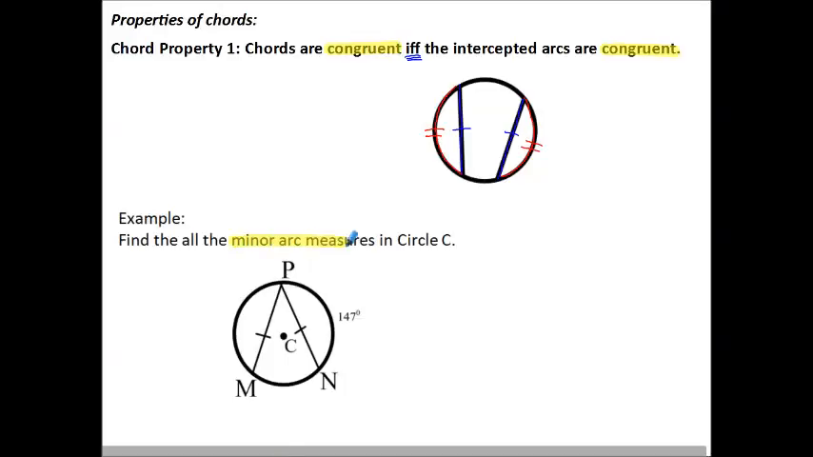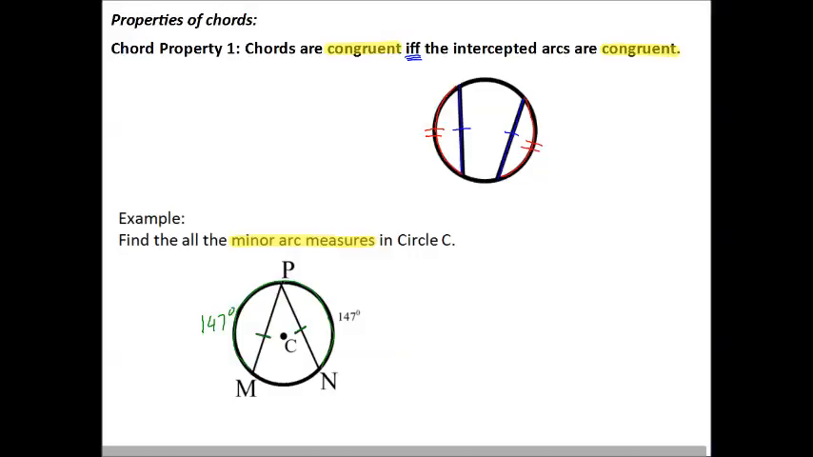Find all the minor arc measures in circle C. We are given the measure of arc PN, that's 147 degrees, and we're also told that chord PN is congruent to chord PM. Then arc PM also has to be congruent to arc PN. That means it also measures 147 degrees.